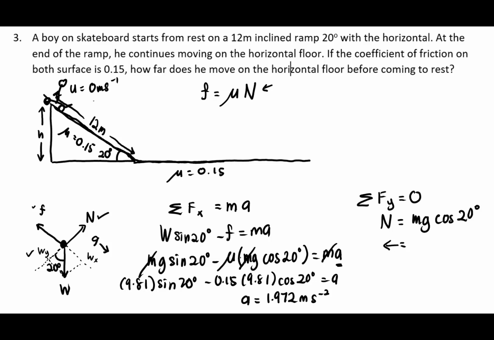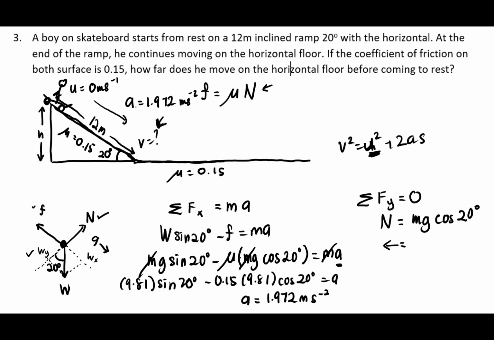As the boy goes down the ramp, the acceleration is 1.972, which we just found, and that is this value. I want to find the final velocity over here. What is that? Because from there I can use kinematics, because my plan is to use v squared equals u squared plus 2as, and this v over here is the final velocity going down the ramp. You know what I mean?